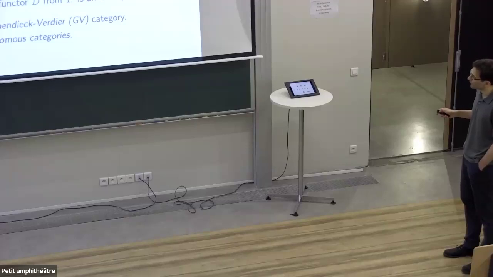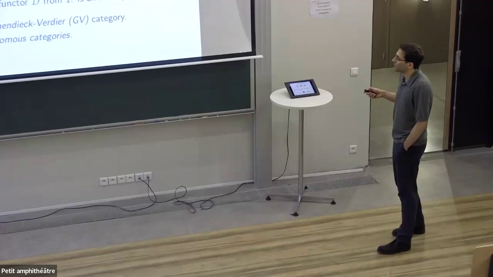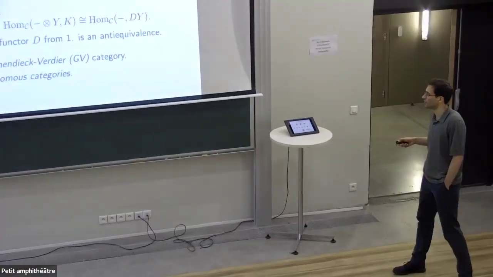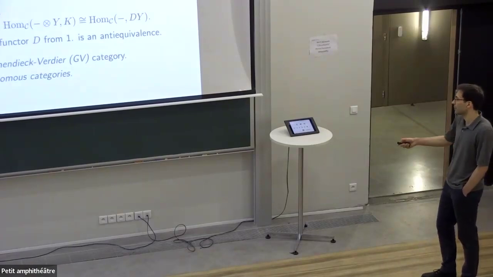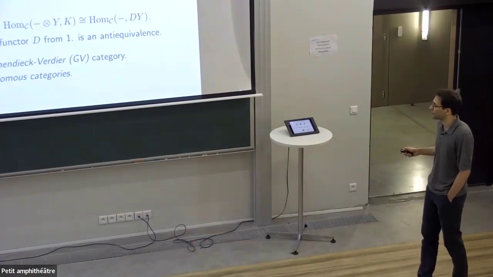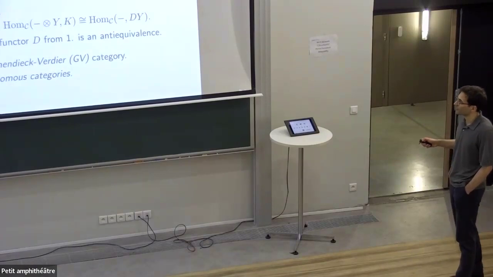So we should have a natural isomorphism. So we should have an object dy like that, such that there exists a natural isomorphism like that. Okay. And now this representability condition implies functoriality. So by one, we get a contravariant functor d on our category C, and we require this contravariant functor to be an anti-equivalence.